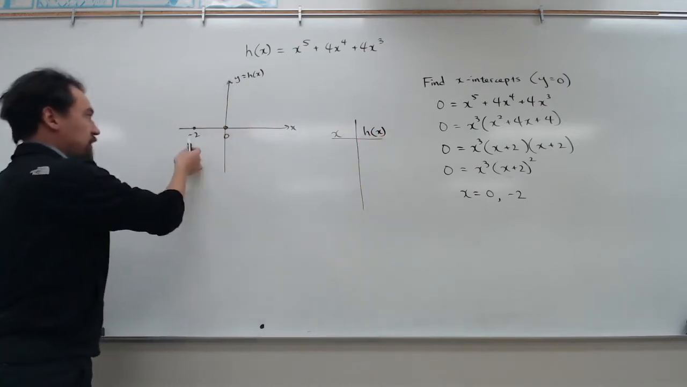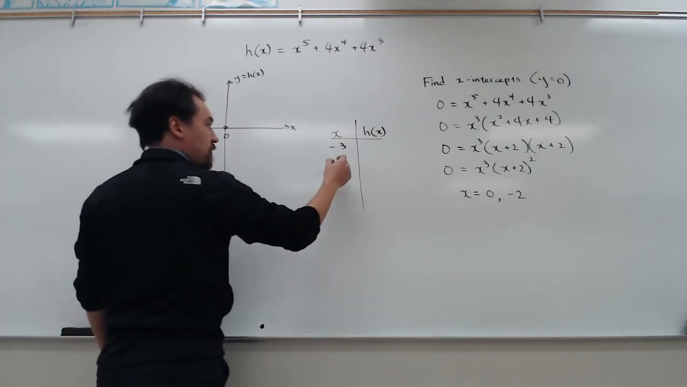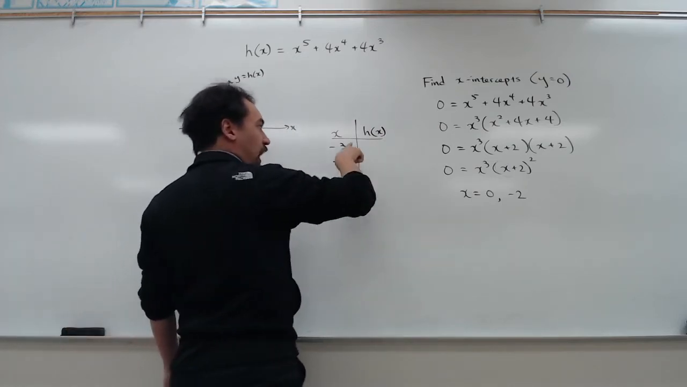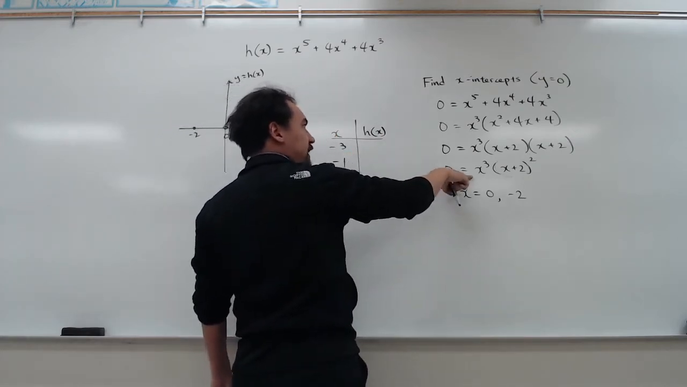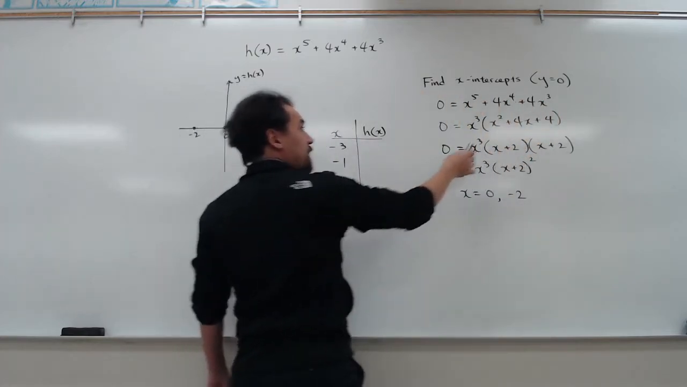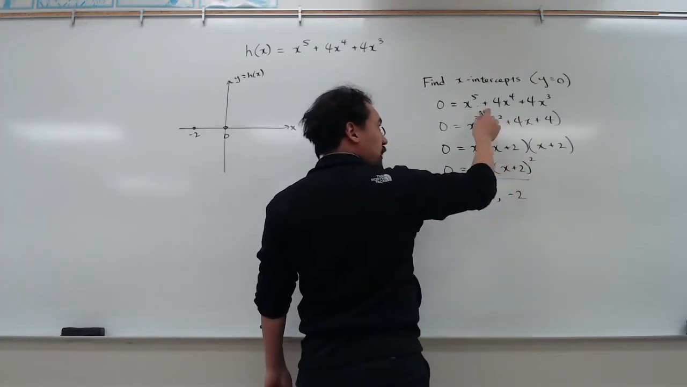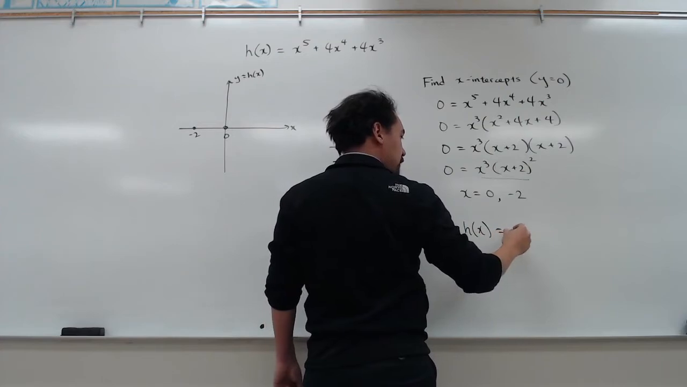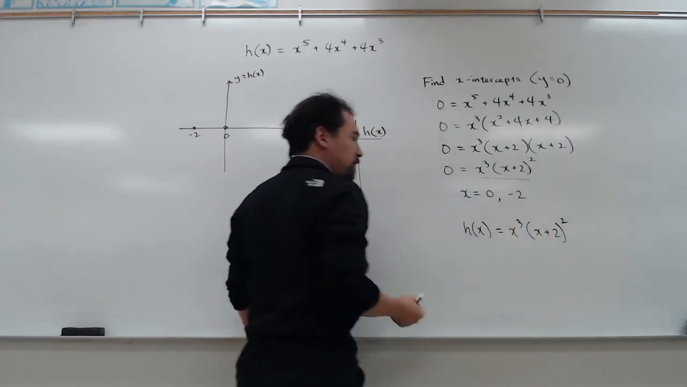I'm going to pick something to the left of negative 2, something between negative 2 and 0, and something bigger than 0. And I'm going to plug these not into there, but I'm going to look back here and say, well, this was h of x. And from here down, I was only factoring. So this is completely equivalent to that, which means I can write h of x equals x cubed times x plus 2 in parentheses squared.